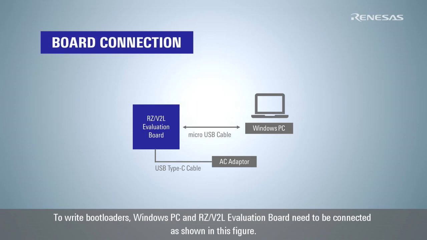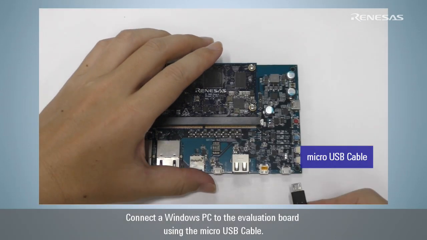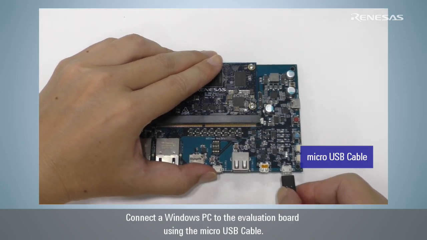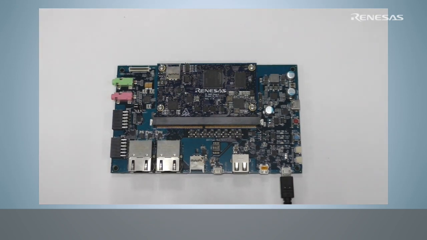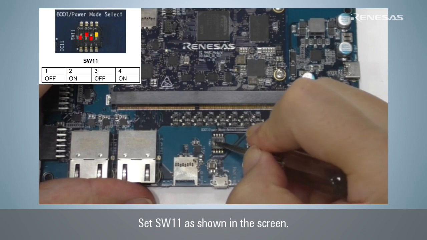To write bootloaders, Windows PC and RZ V2L evaluation board need to be connected as shown in this figure. Connect a Windows PC to the evaluation board using the micro USB cable. Set switch 11 as shown in the screen.